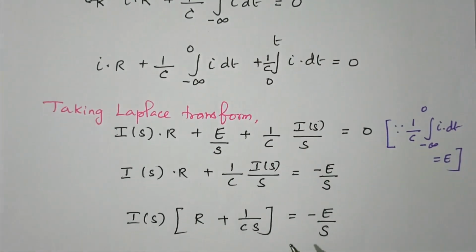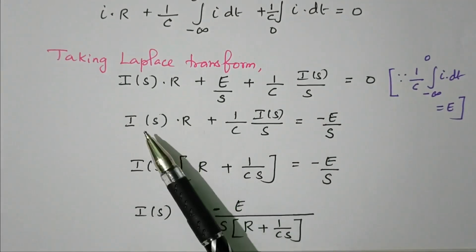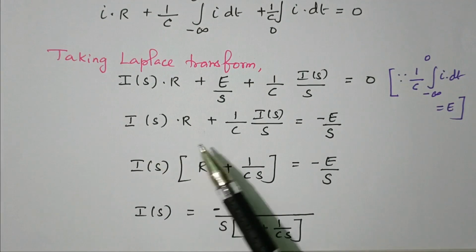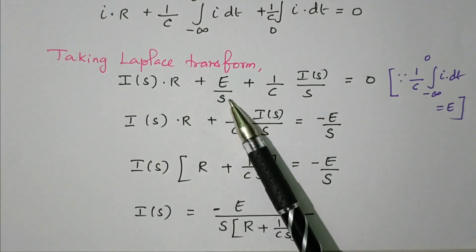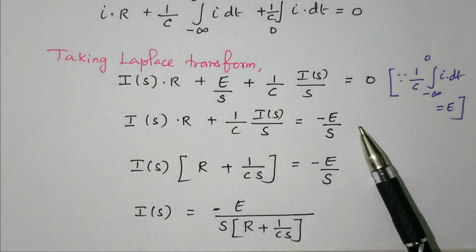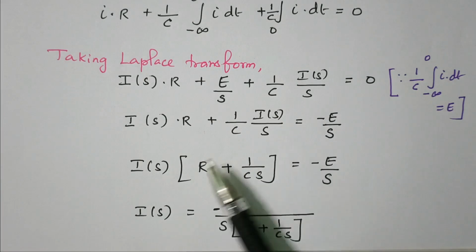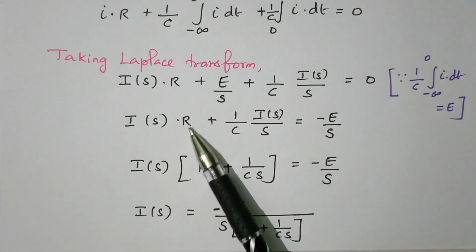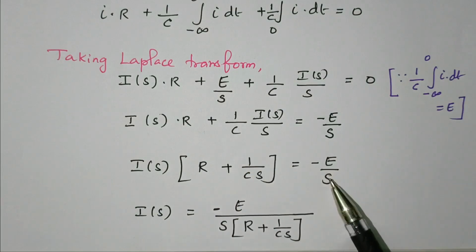Now we'll go for further simplification. We can simplify this equation. So I of s into R plus 1 by C, I of s by s. This E by s is brought to that side, so it becomes minus E by s. This I of s is common, take it outside. So R plus 1 divided by Cs equals minus E by s.